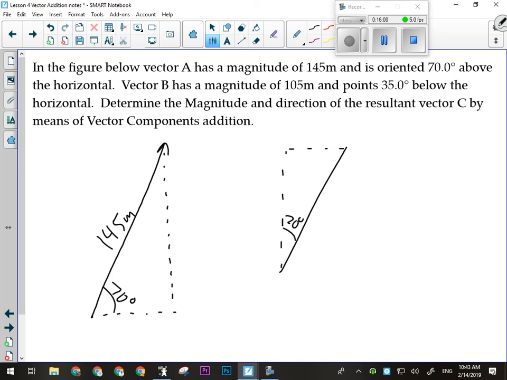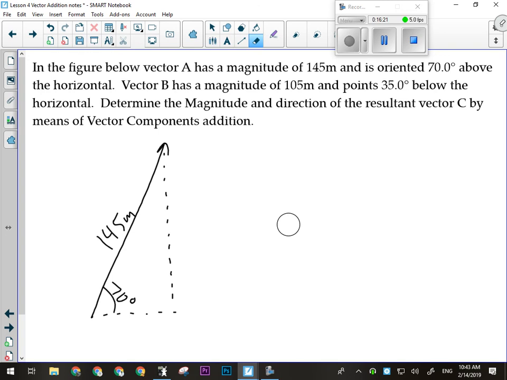Because it said above, right? Oh, I assumed that horizontal meant the positive horizontal and not the negative horizontal. Yeah, okay. I made an assumption there. I think it's probably a safe assumption. If they wanted me to go the other way, they probably would have said the negative x-axis so that I could be sure. Okay, no, that's a good point.